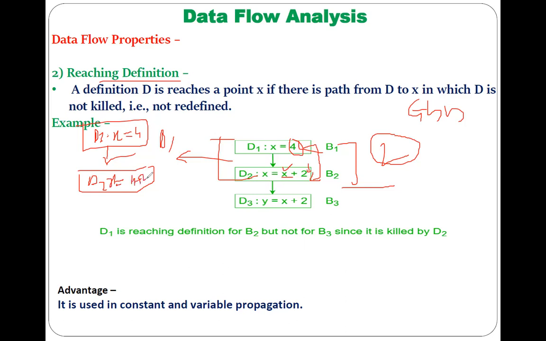Means you are propagating which constant? 4 you are propagating here. You can propagate the constant when you know that this 4 is not getting changed until it reaches b2. And how can you know that? You can know it from the reaching definition concept. Understood? That is the reason it is advantageous in constant propagation, or constant variable propagation. So that is the advantage of the reaching definition property of data flow analysis.